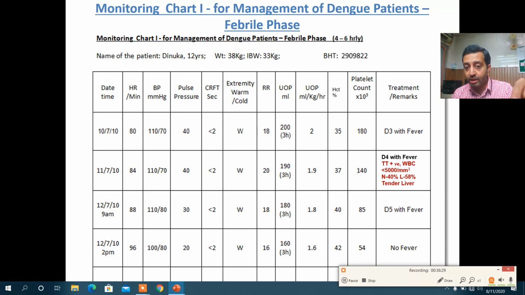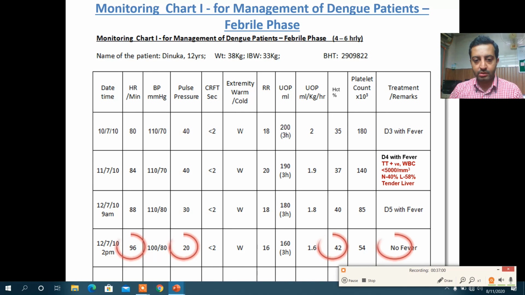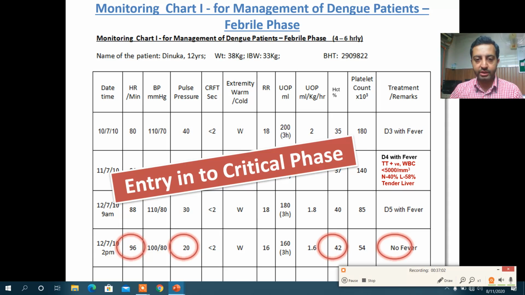और पता कैसे चला? हेमाटोक्रिट फॉल करने से, सॉरी हेमाटोक्रिट राइज करने से पता चला. पल्स प्रेशर फॉल की है 20 पे है और हेमाटोक्रिट देखें उसकी ऊपर 35, 35 which was normal और ये 42 तक आ गया है 12 तारीख को. So rising hematocrit and decreasing pulse pressure, ये दो चीज़ें थी जिस पर पता चला कि this patient is entering from dengue fever to dengue leaky fever और critical phase of dengue fever. So this is the entry into the critical phase.